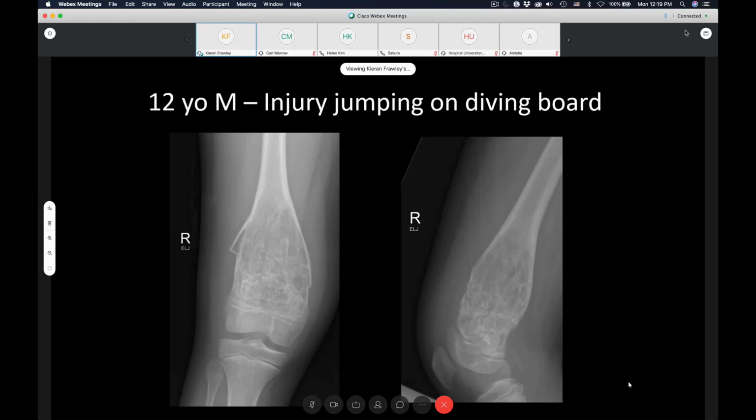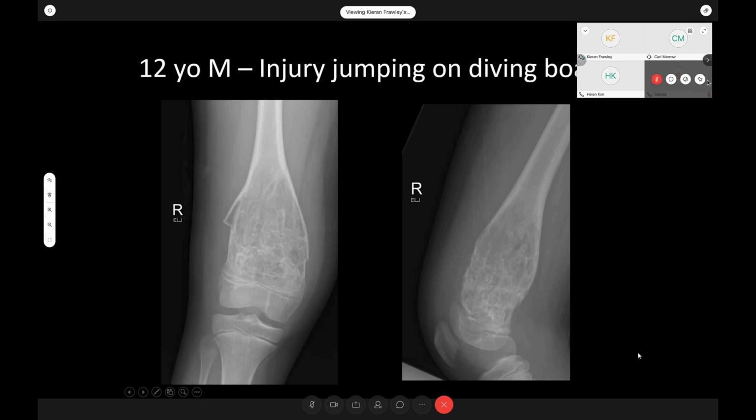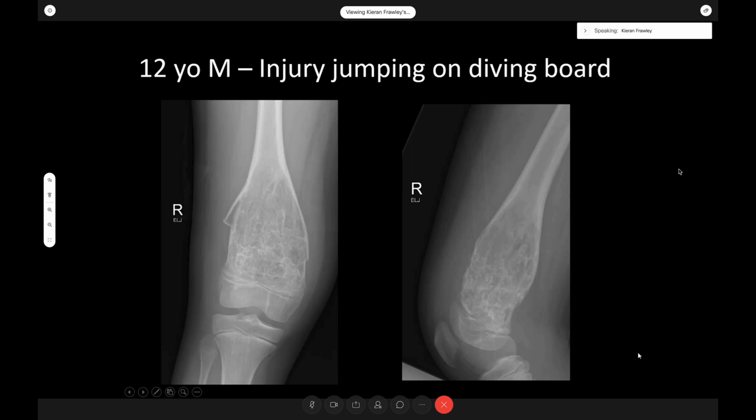Thanks, Mahesh. So it's a 12-year-old male who presented with pain after jumping on a diving board. And you can see here he's got an expansile lesion in his distal femur with thinning of the cortex and a pathologic fracture. But the interesting thing about this lesion is the matrix. It looks like a relatively organized matrix. Sort of hard to define the end of the lesion.